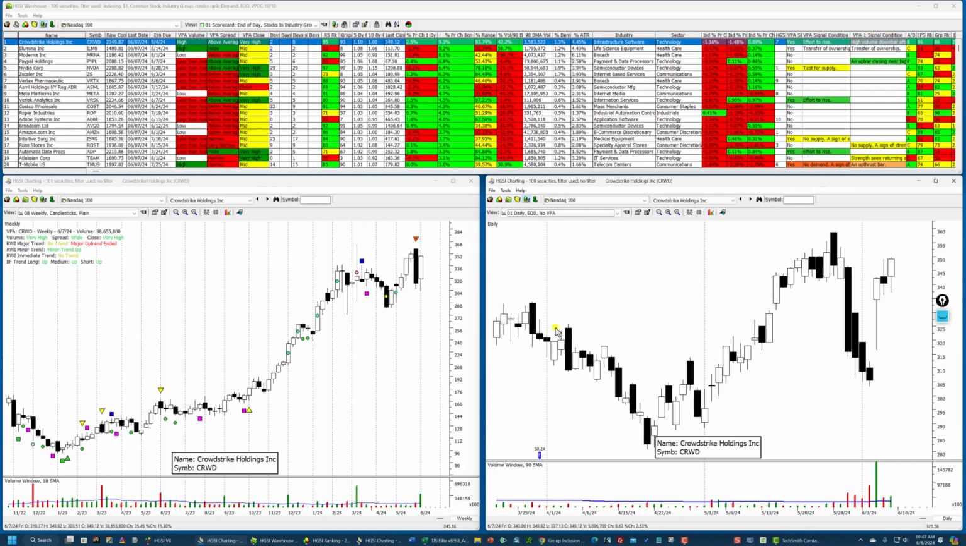Right now, the trends look like they're still up for the broader markets, although the participation really fell off this week. So we'll see what happens.